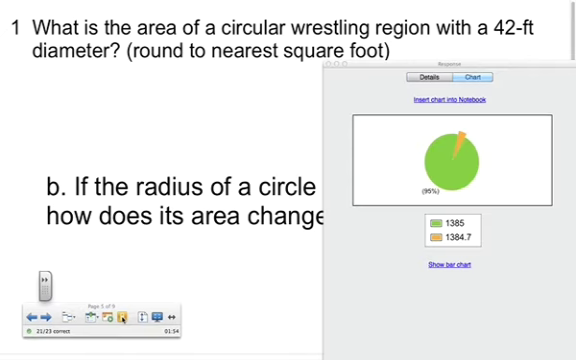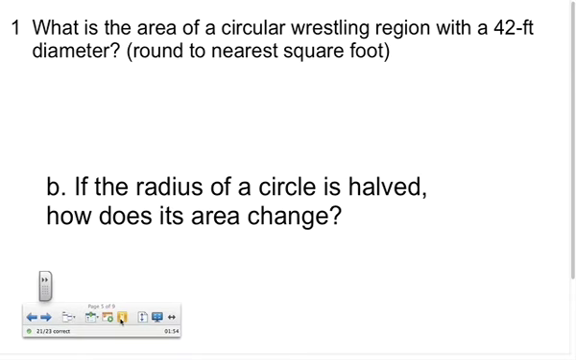Okay, so one person didn't read the instructions on the screen that said round to the nearest square foot, but on the whole, very happy. You did your calculations correctly. Fantastic. Part B. If I take that radius and cut it in half, how does my area change? It's half. It is not. It's a fourth. Tell me why you realized that.